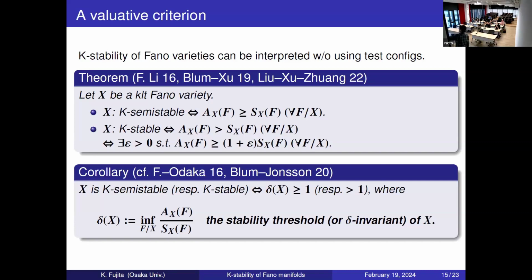So it's a direct corollary of the valuative criterion that a KLT Fano X is K-semi-stable, respectively K-stable, if and only if delta X, the so-called delta invariant or stability threshold, is bigger than or equal to 1, respectively bigger than 1. Where delta is the infimum running through all prime divisors F over X of the ratio A over S.